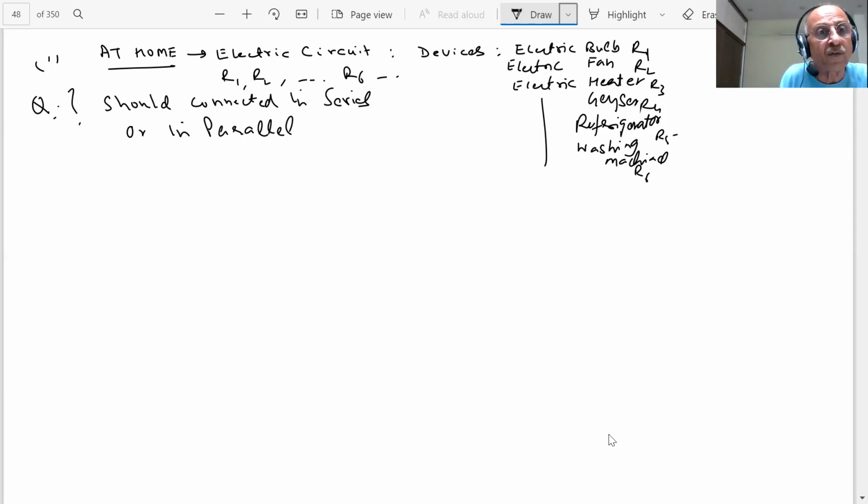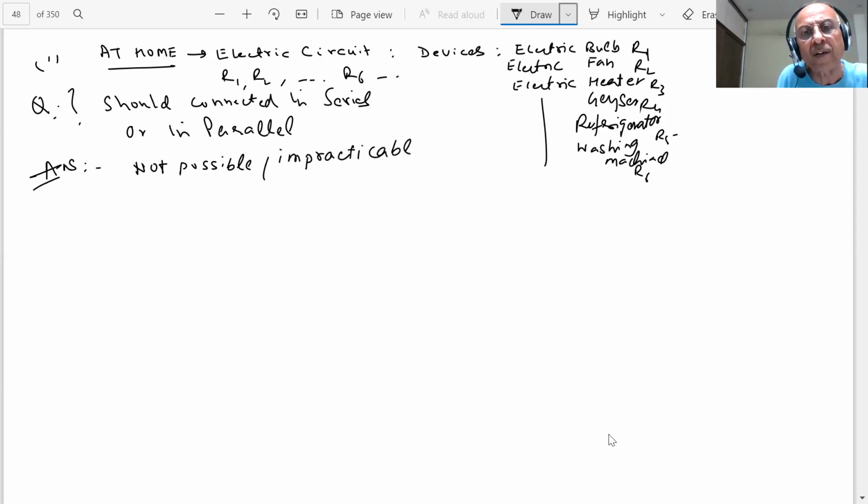What is your answer, students? Can you connect them in series or in parallel? Student, it is not possible. Not possible. Or I'm saying it is impracticable.